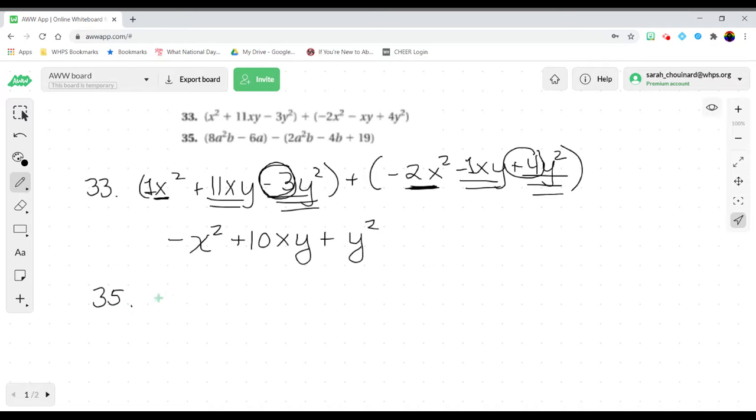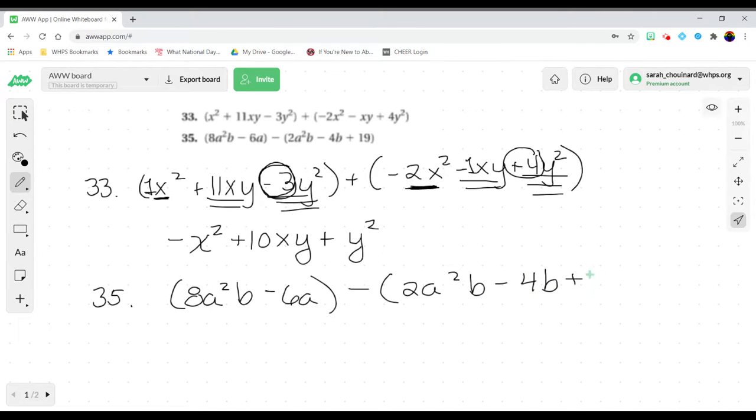For 35, 35 is a subtraction problem. So we're going to have to use keep, change, flip in order to do this. So I am going to keep the first polynomial the same when I rewrite this problem. So 8a squared b minus 6a stays the same. I'm going to change it to addition, and then I'm going to flip every sign in the second polynomial.